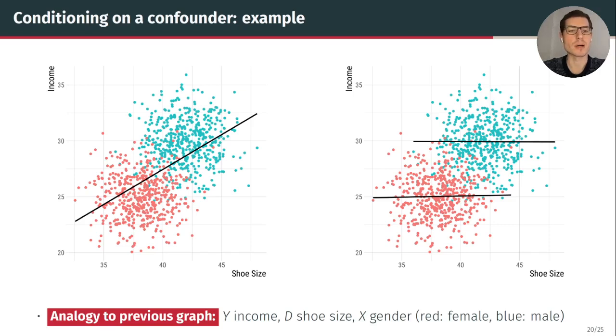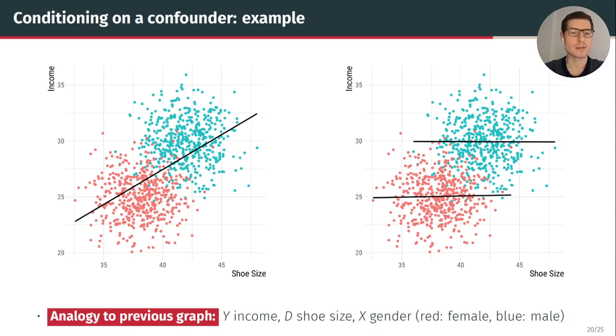Here's a more concrete example of how confounding works and how conditioning on a confounder works. In analogy to the previous graph, we have Y, which is income, measured on some arbitrary scale. Then we have shoe size as our treatment of interest, which is D, or the X-axis here, which is probably confusing because there is another third variable that I called X, which is gender.